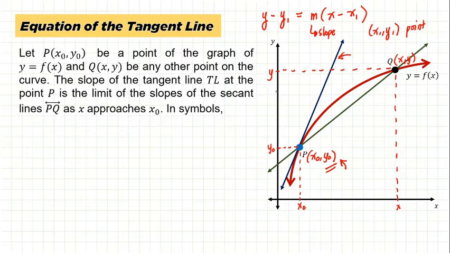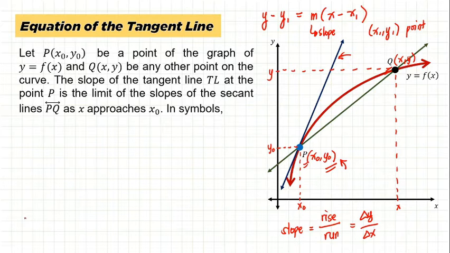Now take note, slope is just rise over run, right? Slope is equal to rise over run, or that is just the change in y over the change in x. And we can only solve that one if we have 2 points on the line. In this case, sa ating tangent line, isa lang yung alam natin. But take note that tangent line is the limiting position of all secant lines. And sa secant lines, we have 2 points. In this case, we have point P and point Q, right? So therefore, from that, we can solve for the slope of the secant line PQ, right? So let's try to solve the slope of the secant line PQ.